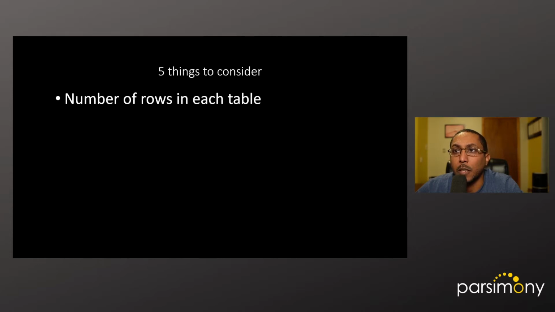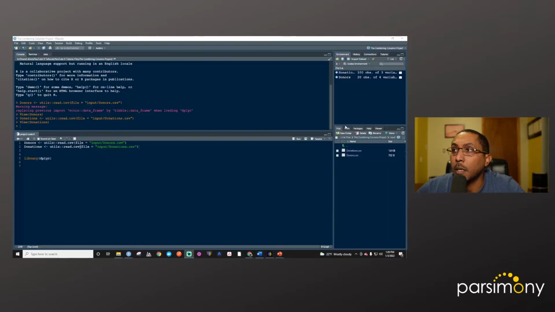The first one is, how many rows are in each table? Now we can see here that the donors table has 20 rows, that's one row for each donor, and the donations table has 100 rows, which is one row for each donation that was given.